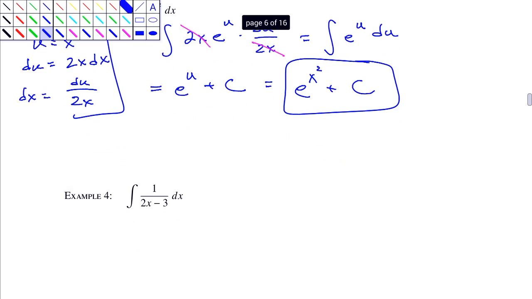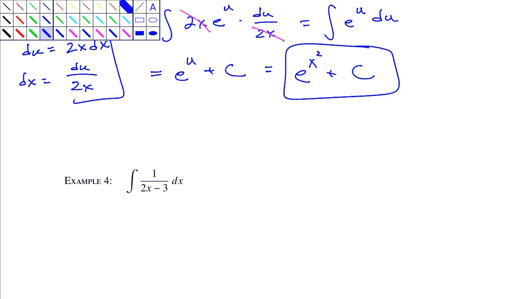All right, let's look at example 4. Example 4 is the integral of 1 over 2x minus 3. This one is a little bit different because you don't see any derivatives of any of the other things there. But we certainly can't integrate this one. It's not just 1 over x. It's 1 over 2x minus 3. The trick here is to let u be the denominator. So u is equal to 2x minus 3. What is du?